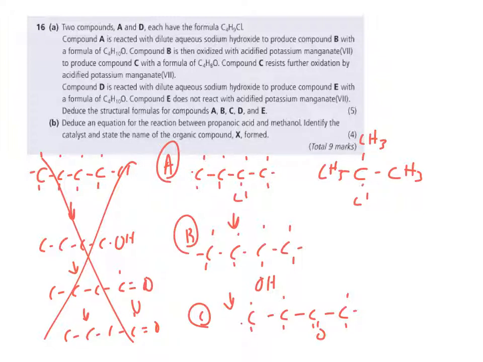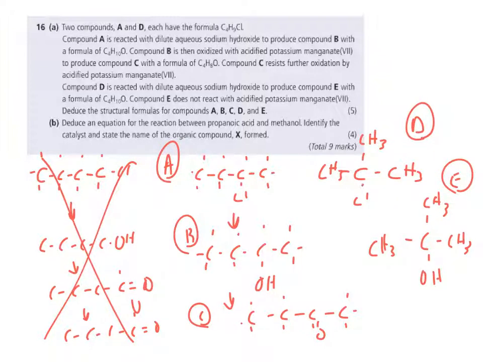This one over here then must be D. It must be a tertiary halogenoalkane. And you can go ahead and get it to react with the sodium hydroxide, and I can get this to become a tertiary alcohol. So I'd have CH3C, CH3, CH3, and my OH, and that would be E. And that's as much reacting as I'm going to get from a tertiary halogenoalkane.